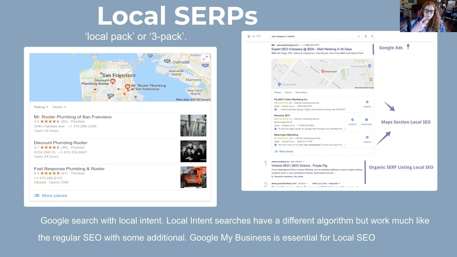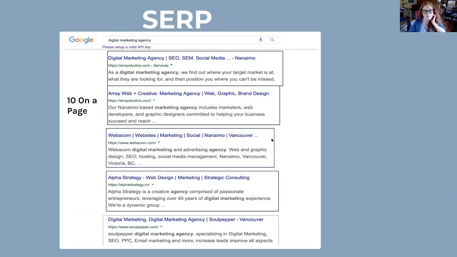And we're going to talk about intent. These are local intent. So local intent is when I type something like near me, or I geo-target, which is like typing in SEO Burnaby or something like that, right? Victoria SEO. So anything with geo-targeting is local SEO. There are 10 results on a page.